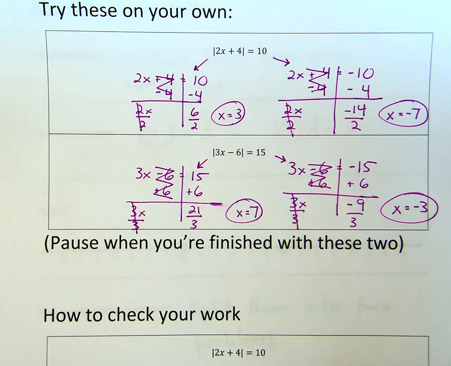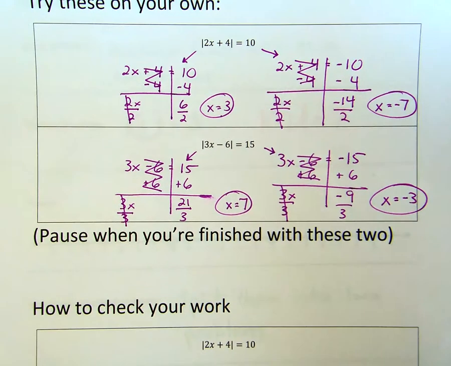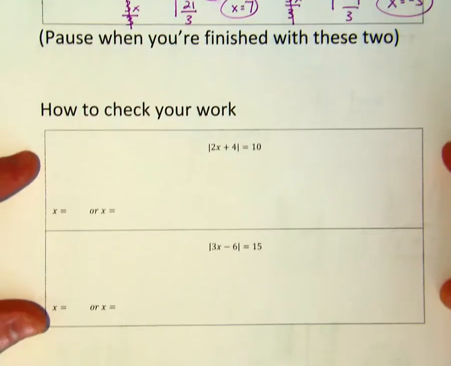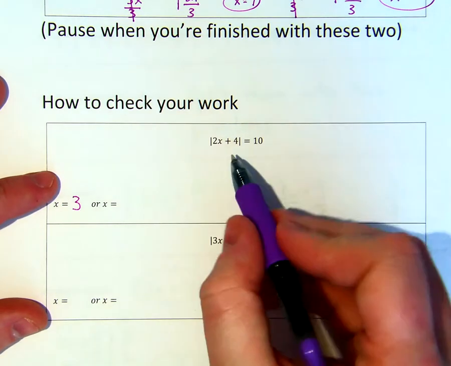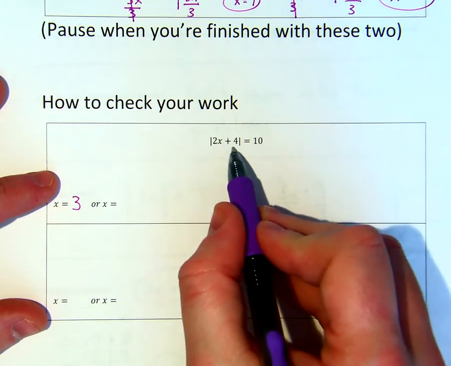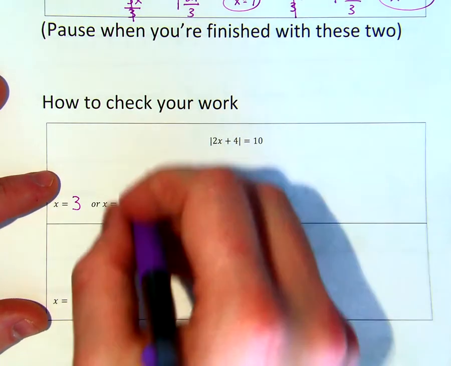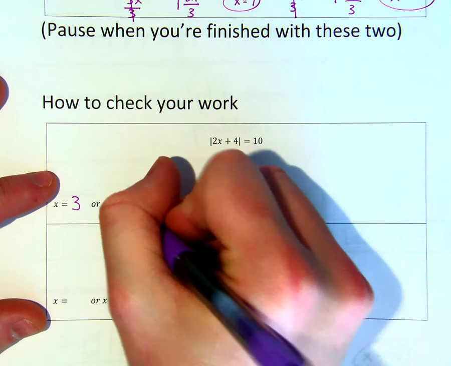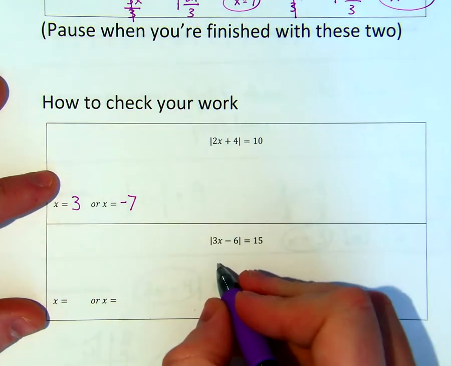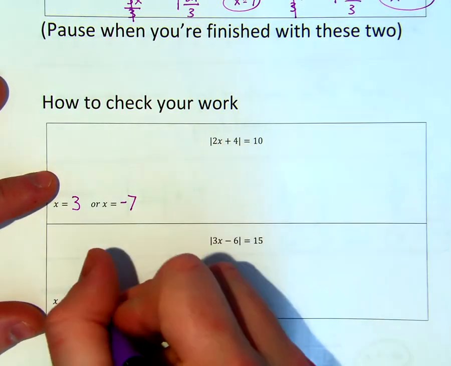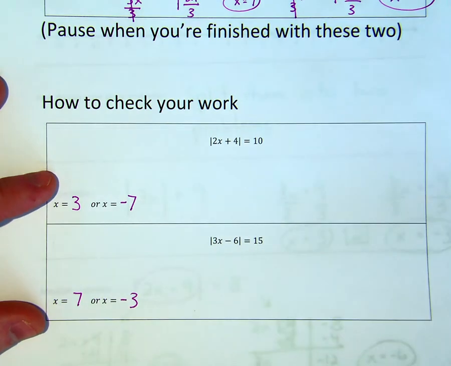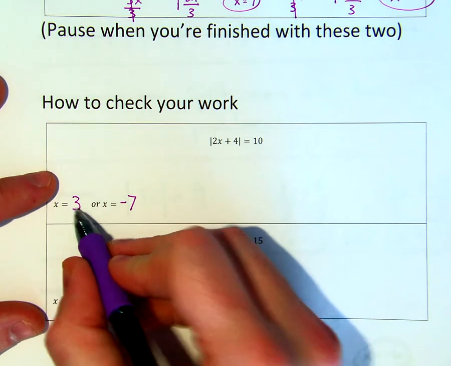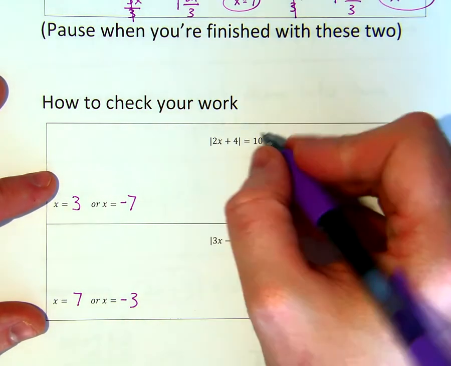If you want to check your work for these equations, you'll notice these two on the bottom are the same as the equations above. So I'm going to plug in our two answers. We said for the first equation, absolute value of 2x plus 4 equals 10, x either equals 3 or negative 7. For the second equation, we found that x equals either 7 or negative 3. If you want to check your work, you simply plug each x value into the equation and see if you get a true statement.